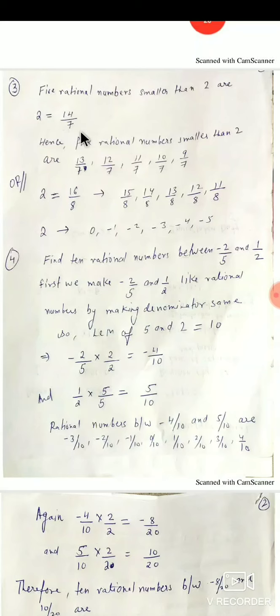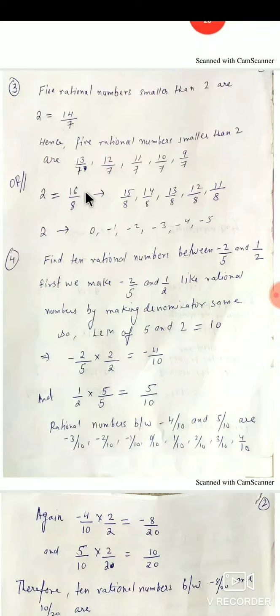But what is the other way? This 2 can be represented in the form of 14 by 7. Why have I taken 7? Because you have to write 5 rational numbers, so you can take any denominator which is more than 5. I have taken 7 randomly, so that makes 14 by 7. 2 can be represented as 14 by 7, and these rational numbers are less than 2: 13 by 7, 12 by 7, 11 by 7, 10 by 7, 9 by 7. Clear? These are all smaller than 14 by 7, which is equal to 2.